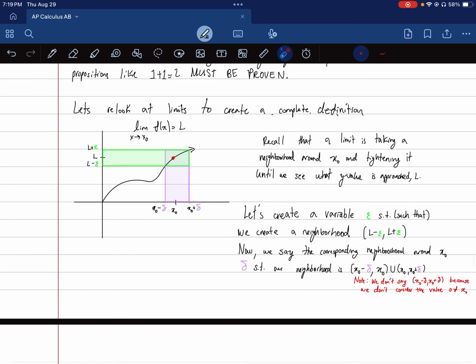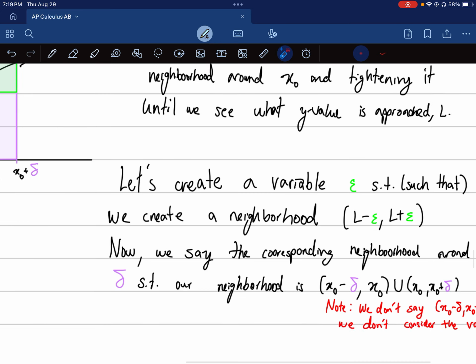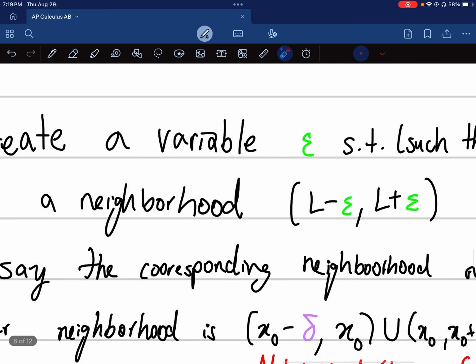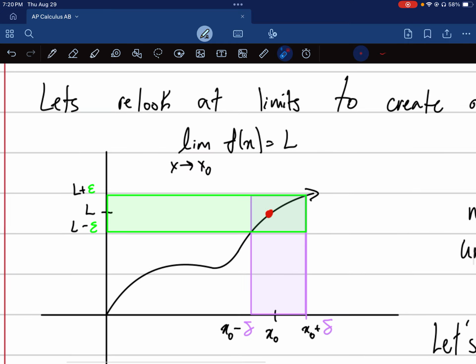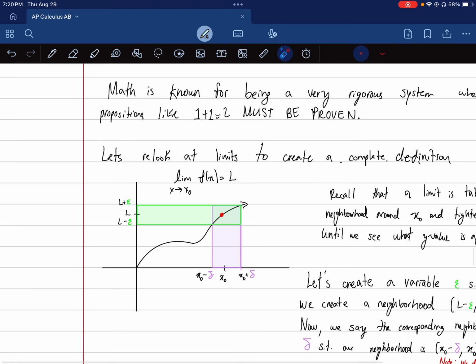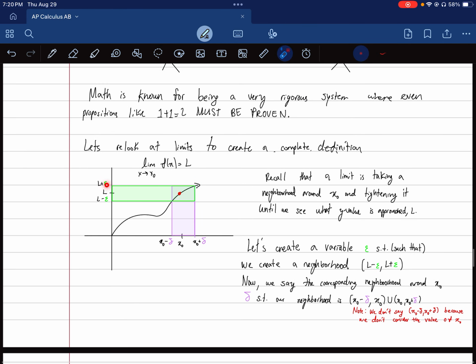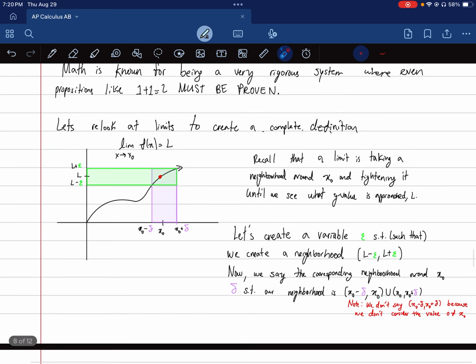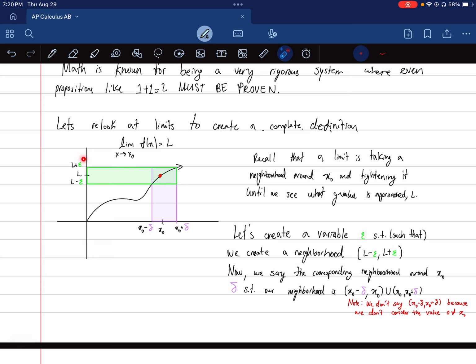So let's create a variable epsilon such that we create a neighborhood, which is an area, a region. In this case, if you remember set notation, the limit minus epsilon, comma, limit plus epsilon. Or in other words, this green region I've outlined here. So we define epsilon to be a variable such that we create that neighborhood, and we say the corresponding neighborhood around x naught. So the same idea here, but over here is a delta neighborhood, or delta.